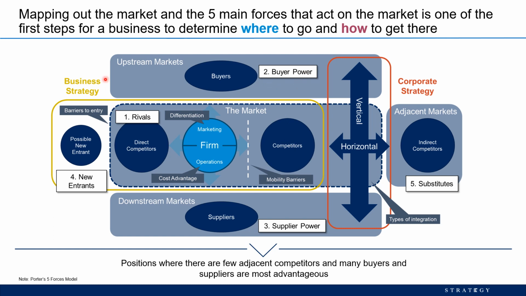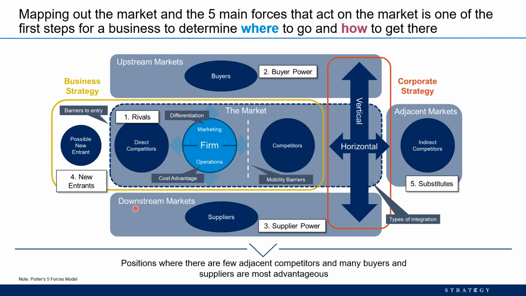The way that Porter describes it, there are 5 forces you need to focus on when formulating a business strategy. 1, your rivals. 2, your buyers. 3, your suppliers. 4, possible new entrants, and 5, substitutes. And really what this all comes down to is you want the ratio of suppliers and buyers to be as high as possible relative to the number of firms within the market.